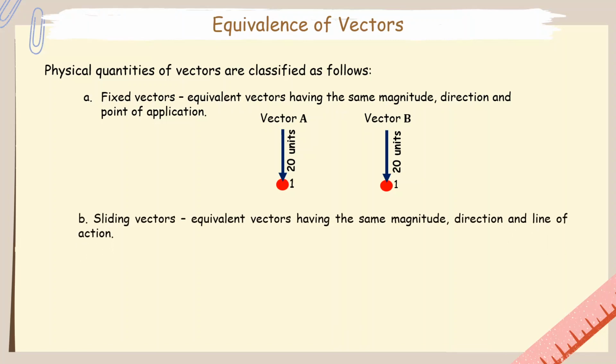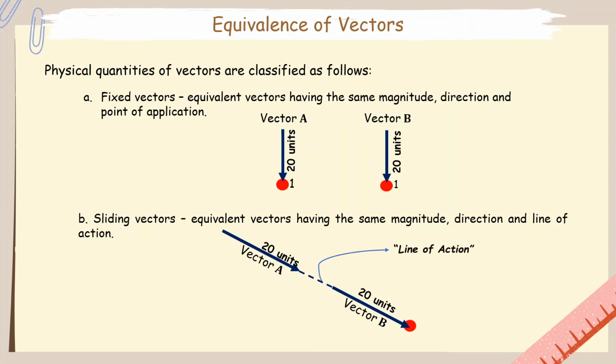Next, we have the sliding vectors. So what do we mean by sliding vectors? So these are vectors having the same magnitude, direction, and line of action. So for example, guys, we have this vector A na ang line of action niya is towards the point. Okay. And then, what if meron ding vector B? So, ang vector B, the same magnitude, and they also have the same line of action.